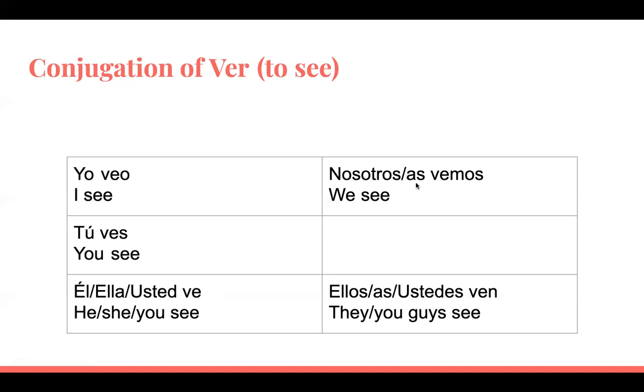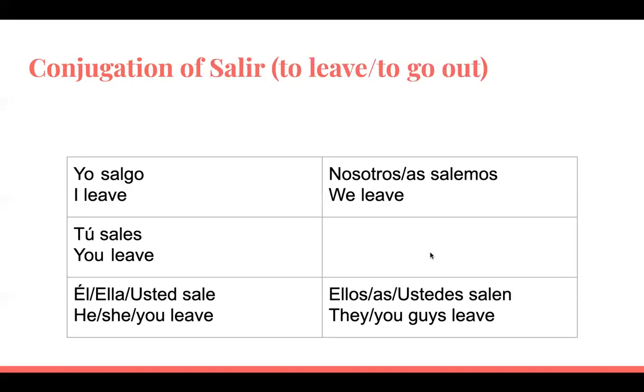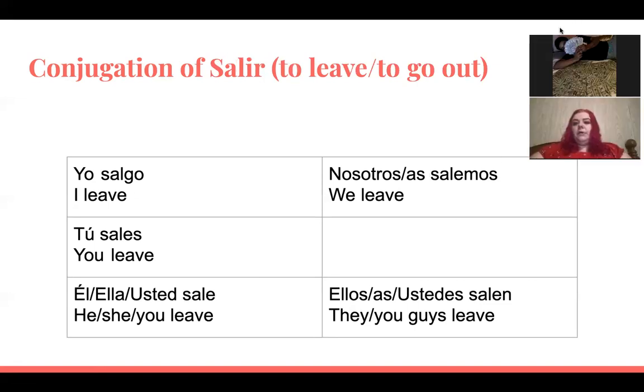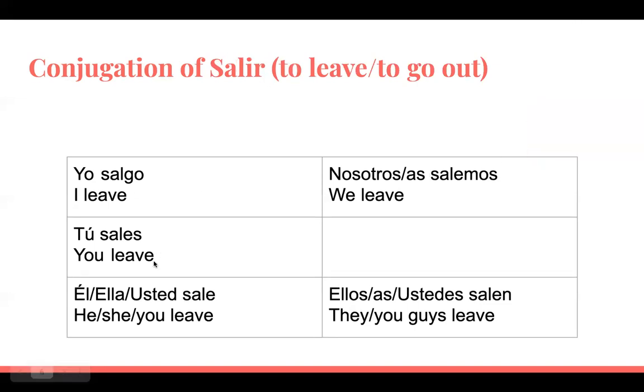and nosotros, nosotras vemos. I'm sure that you've heard people say nos vemos. That means see you later. So that one's a pretty common one. And then ellos, ellas, ustedes ven. So again, this one is only irregular in the yo form. You can see we add the es, e, emos, en to the v, which is literally the stem. So it's just irregular in the yo form. And then the conjugation of salir is again irregular in the yo form.